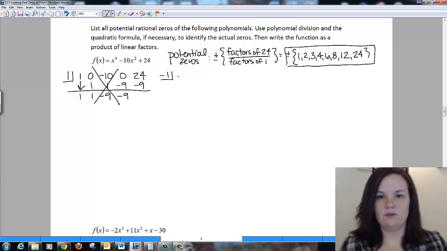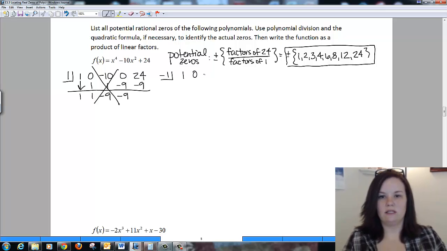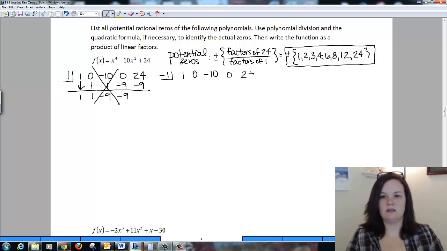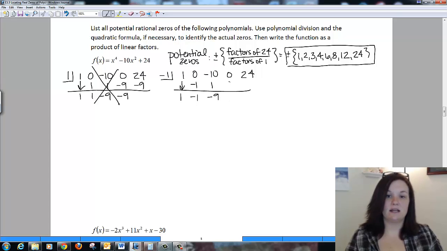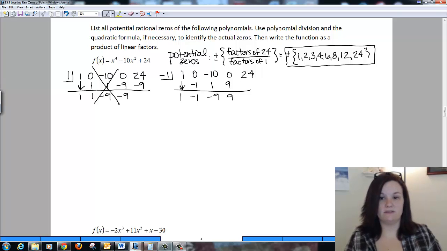-1. If I do -1, I have 1, 0, -10, 0, and 24. Draw my line. Bring my 1 down. 1 times -1 is -1. 0 and -1 is -1. -1 times the -1 in my box is +1. I combine down, I get -9. -9 times -1 is +9. And I combine with 0, I still get +9. +9 and -1 is -9, which notice again, 24 minus 9 is not going to give me a 0 remainder. So I mark that one out.